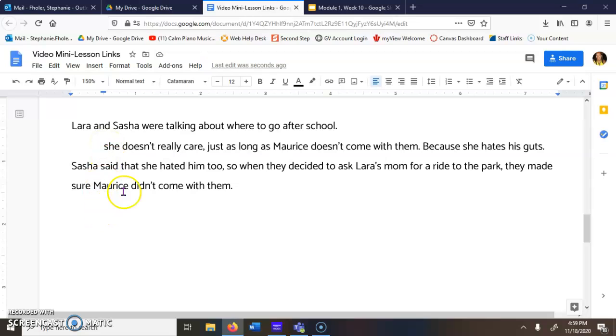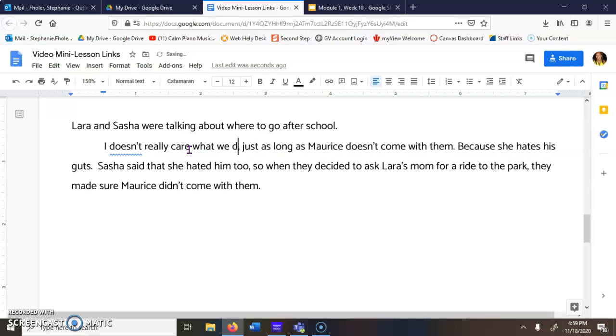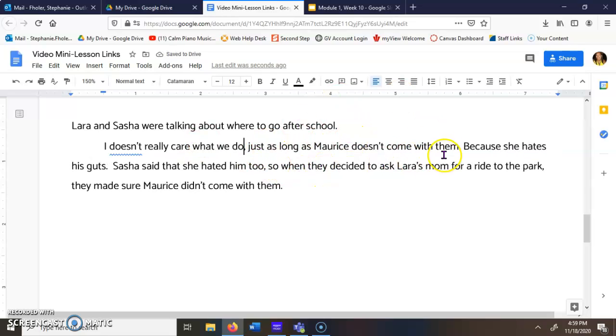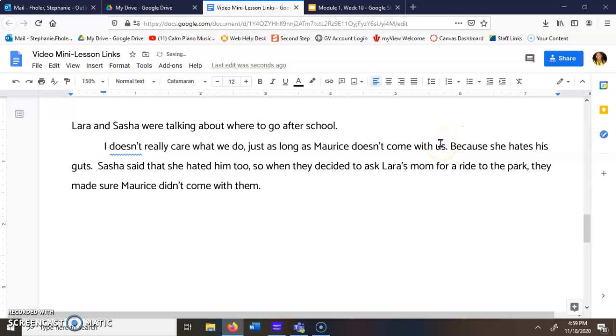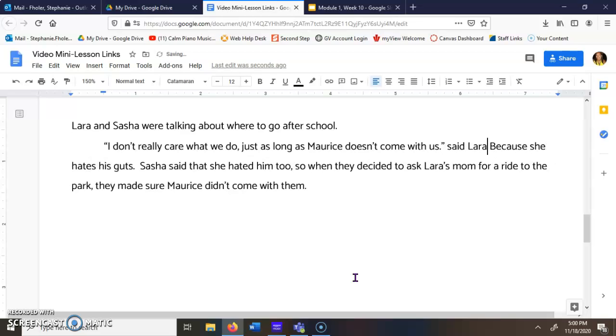So since she's saying this about herself, Lara's not going to say she, Lara's going to say I. I don't really care what we do, just as long as Maurice doesn't come with, instead of them, she would say us, right? And so after we get the line the way we want it, we're going to add our quotation marks. So we put our quote at the beginning of what she said and at the end of what she said. I don't really care what we do, just as long as Maurice doesn't come with us, said Lara, period.